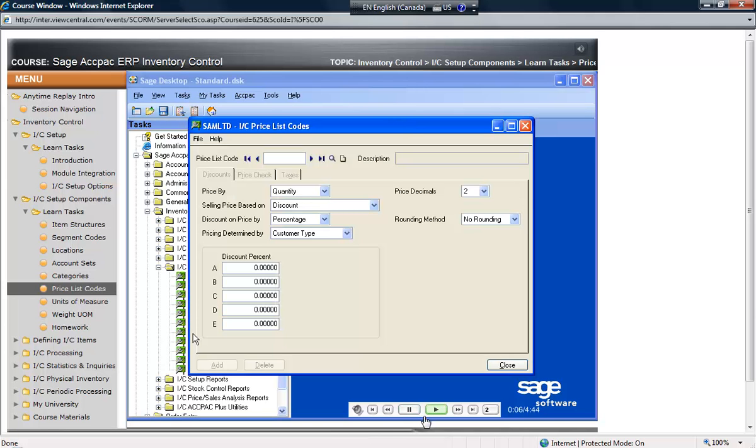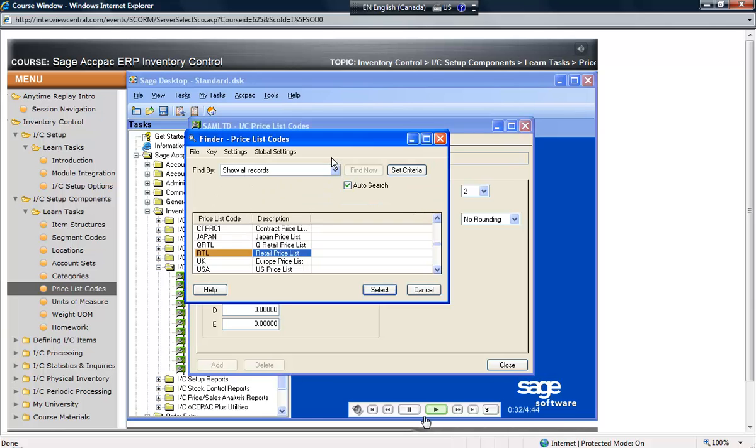Price lists establish pricing schemas for inventory items. These codes are linked with items and subsequently customers to determine item pricing. Choices entered here become the defaults when establishing specific prices for specific items. Creating multiple price list codes is usually associated with different customer types.